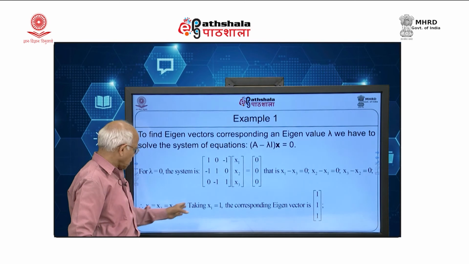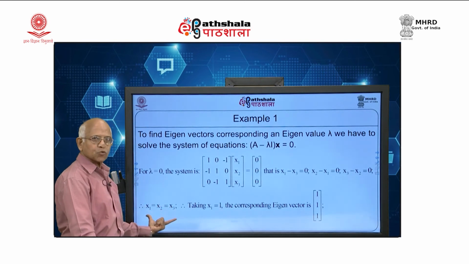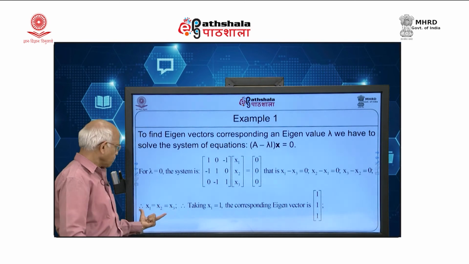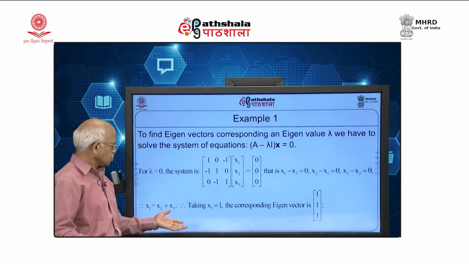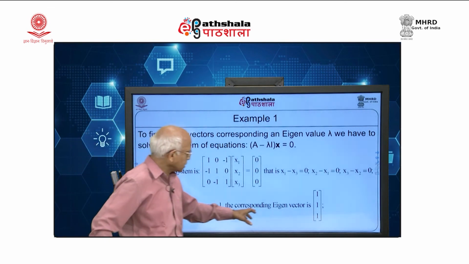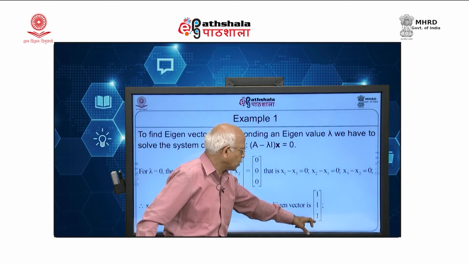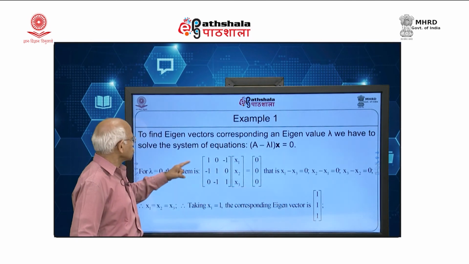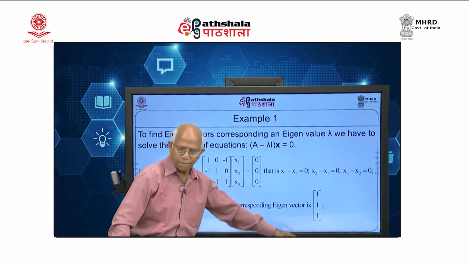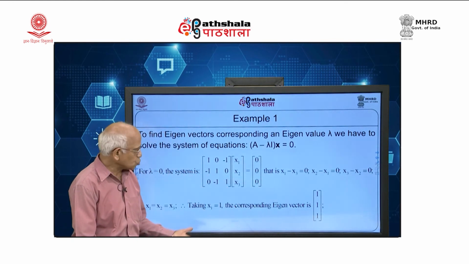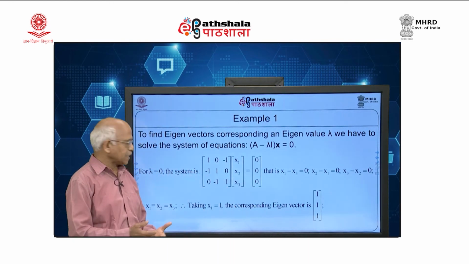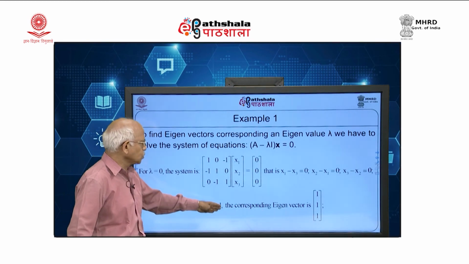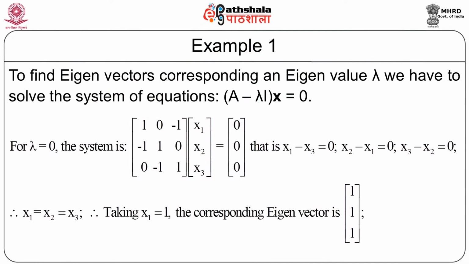We have a choice of selecting x 1, x 2 or x 3, but all of them must be identical. So, suppose I take x 1 equal to 1, then the corresponding eigenvector will be 1 1 1, because all of them must be equal. So, the eigenvector corresponding to lambda equal to 0 is 1 1 1. It can also be, as we have seen, if I take x 1 equal to 2, it will be 2 2 2, a scalar multiple of this.